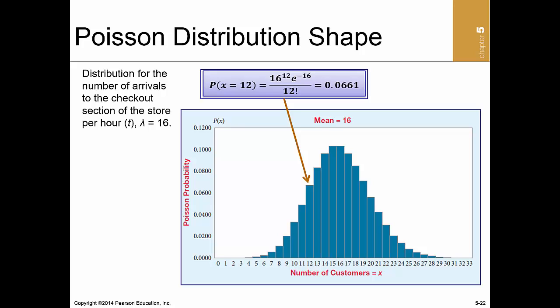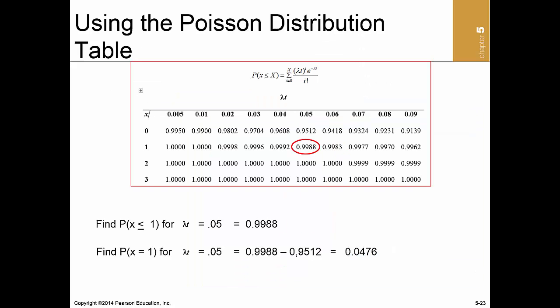Further, the distribution for the number of arrivals is considered to be Poisson distributed. For example, we can find the probability of x equals 12 customers in 1 hour, where t equals 1. As was the case with the binomial distribution, a table of probabilities exists for the Poisson distribution. The Poisson table shows the cumulative probabilities for x or fewer occurrences for different lambda t values.